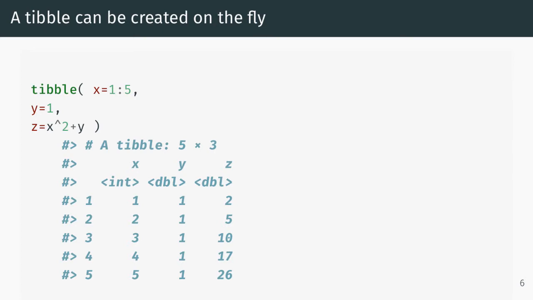Okay, and we can create a tibble on the fly. So here's a command that makes a tibble. This is the first column, x, 1 through 5. That's this column right here when it's printed out. Y equals 1 is going to cause as many 1s as there are values in this column. So that's this column of 1s. Z is x squared plus y. So you can see that this is just a result column computed from these two columns.